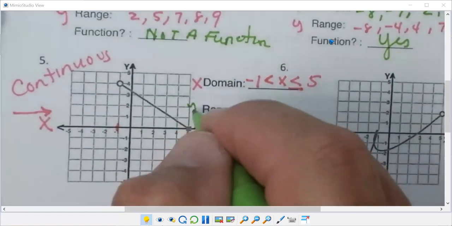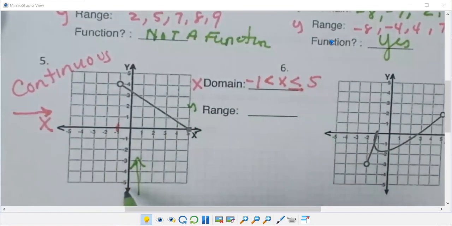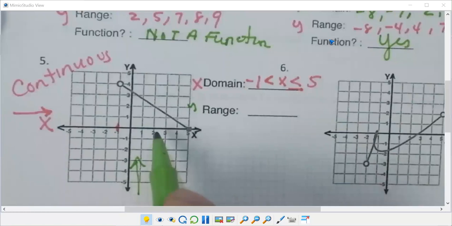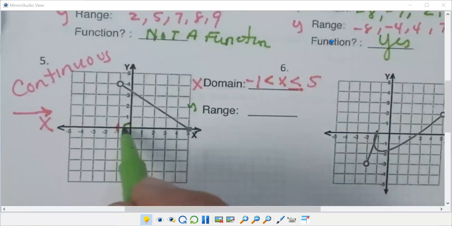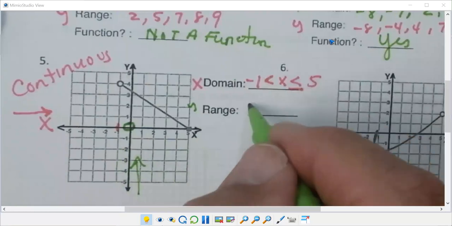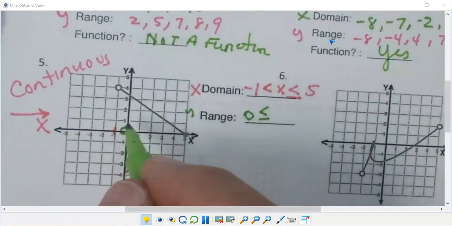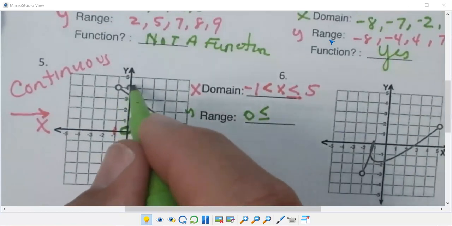Remember, range is the Y. So we're going to go from bottom up. All right, so I'm going from this Y-axis. I'm going up. And the first time I see a dot is when Y is 0. This is 0 right here. So I see it right there. So my first one is going to be 0. It is a less than, and it has a bar because that is an open. That's a closed. And then I go higher, and it looks like it's at +4.